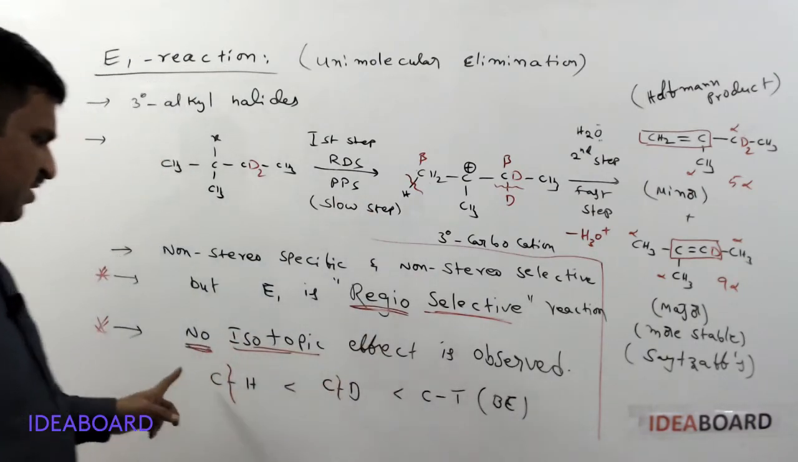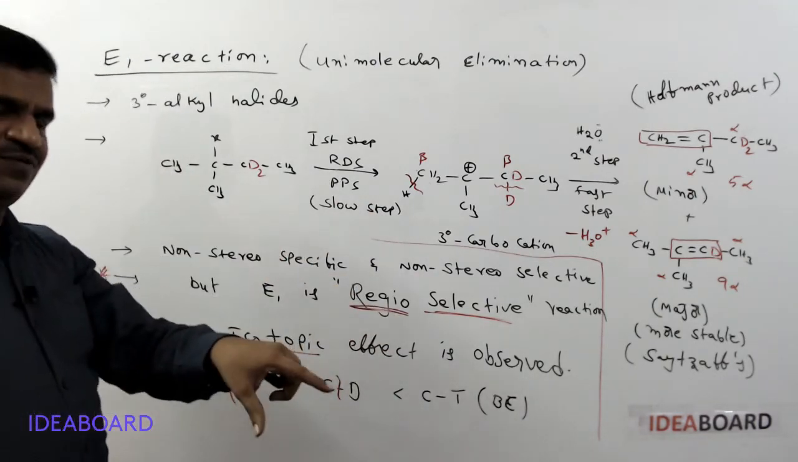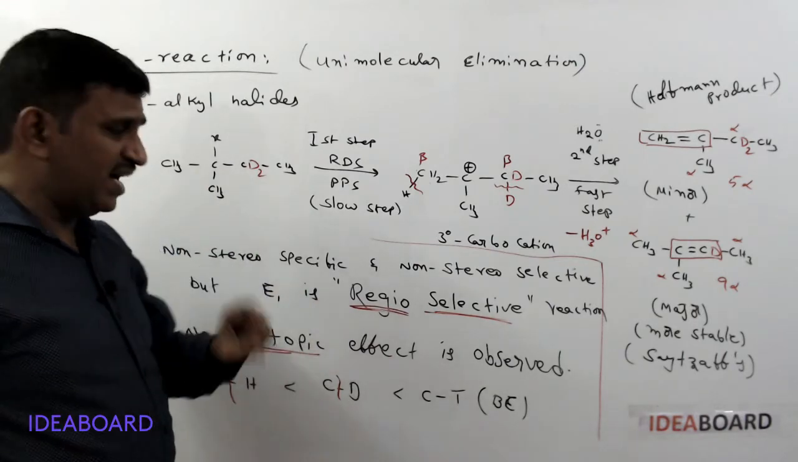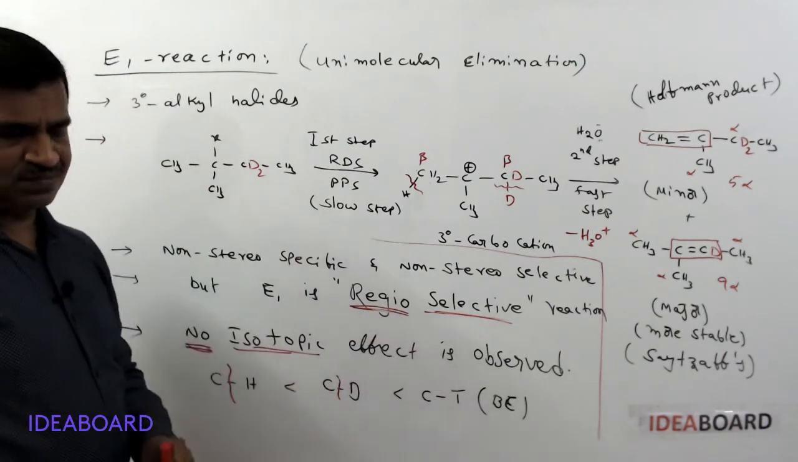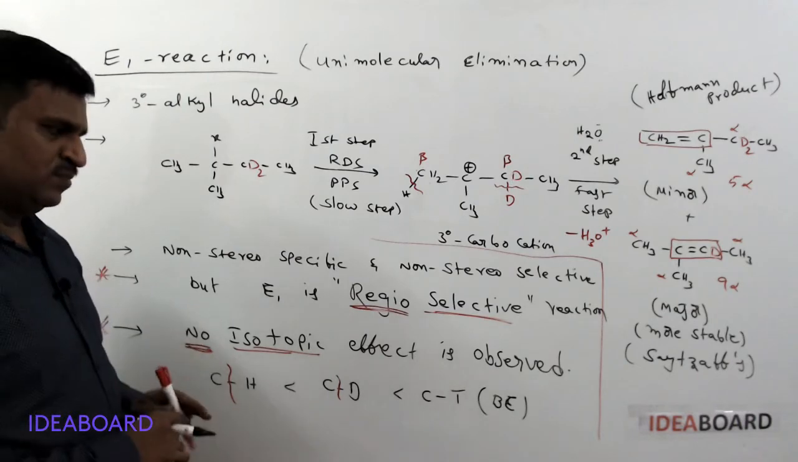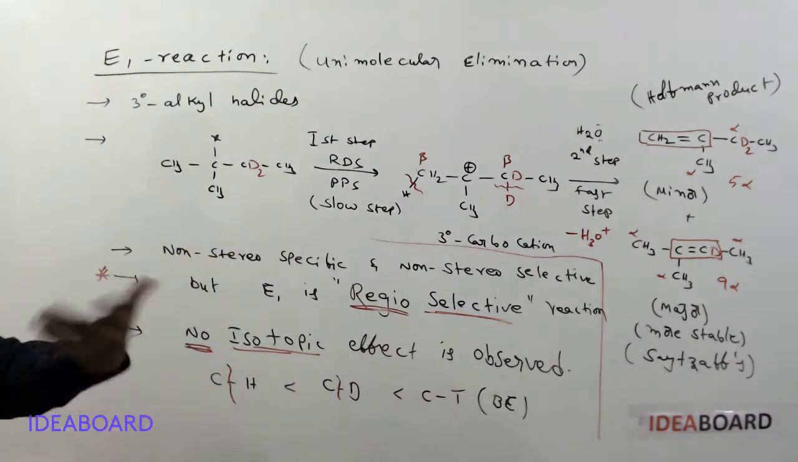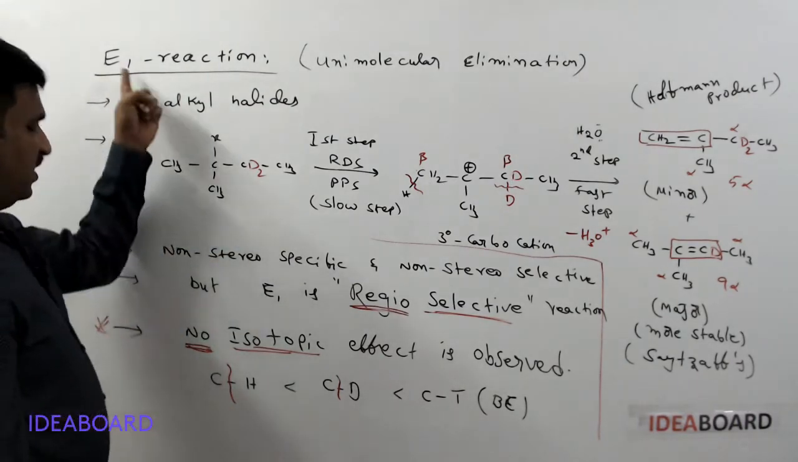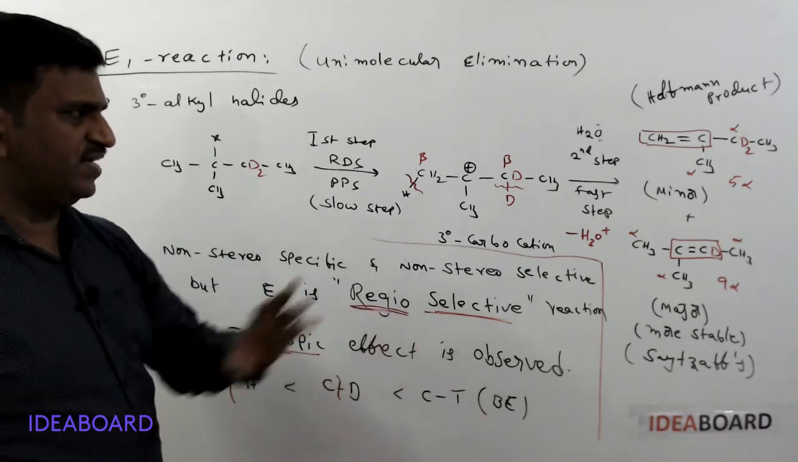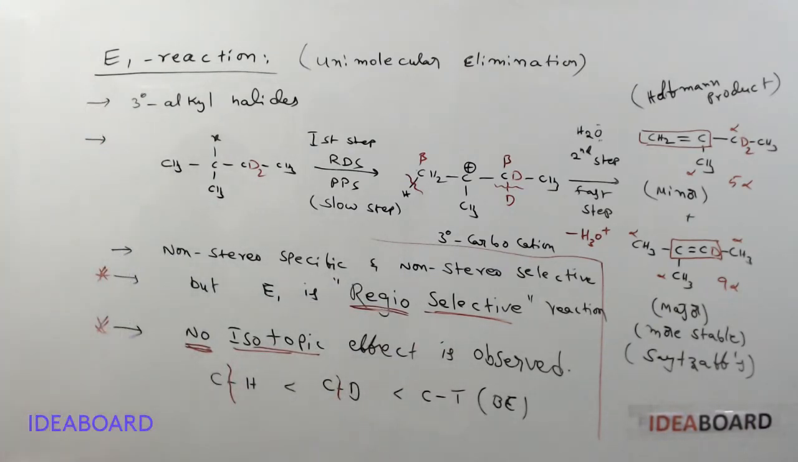Please remember, the E2 reaction has an isotopic effect because it occurs in a single step. We will see that later in E2 reactions. So E1 reaction, no isotopic effect. And I will give one more example for this.